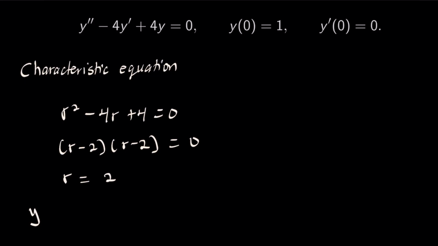Thus our general solution is y(t) = c1 e^(2t) + c2 t e^(2t). Now let's find the actual solution. So we have to substitute in our initial conditions.